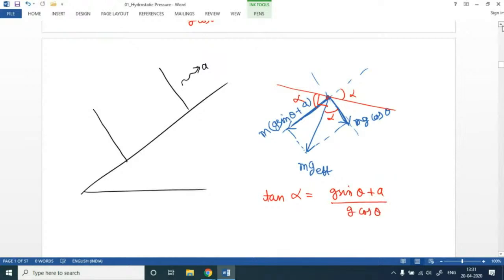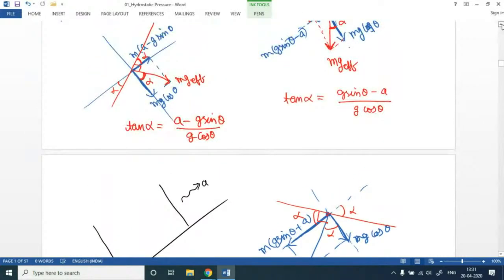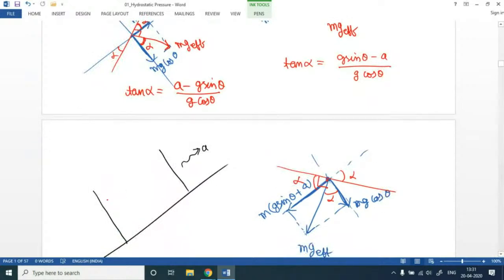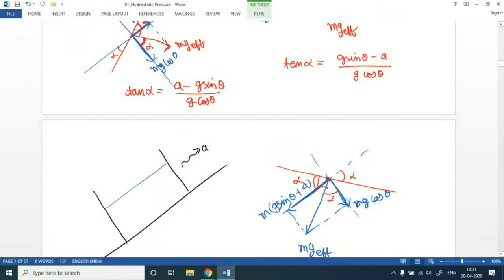So in this case, the orientation would look like this. If we draw the reference line, let's say this is the incline and this is the horizontal. So with this reference line here, the open surface of the liquid is going to be something like this. It would be making some angle with the horizontal as well.